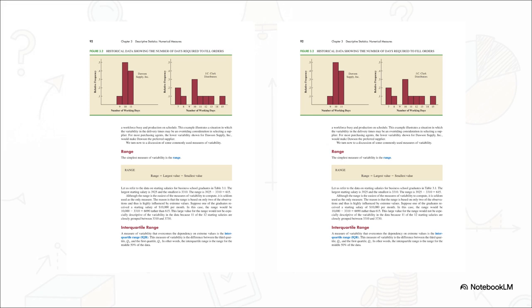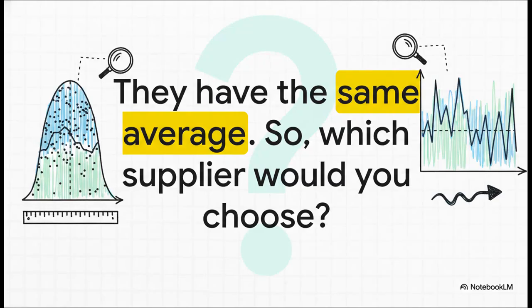Imagine you're choosing between two suppliers, okay? You've got Dawson Supply and J.C. Clark Distributors. You look at their delivery time data, and what do you know? On average, they both take 10 days to deliver your stuff. Their means are exactly the same. So if you're just looking at the average, it's a tie, right? Does it even matter who you pick?